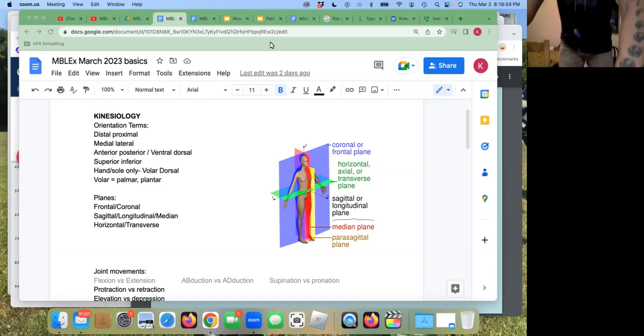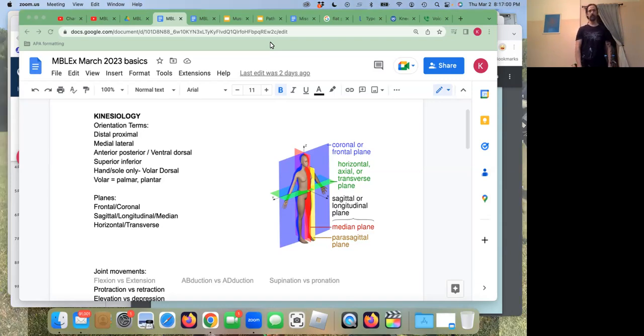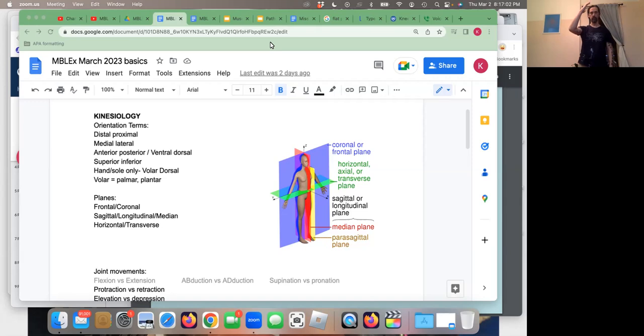For height, we have superior and inferior, also sometimes called coronal and caudal, but I don't think you're ever going to see coronal and caudal except for the use of coronal in terms of the coronal plane, which in my opinion is a little bit confusing.